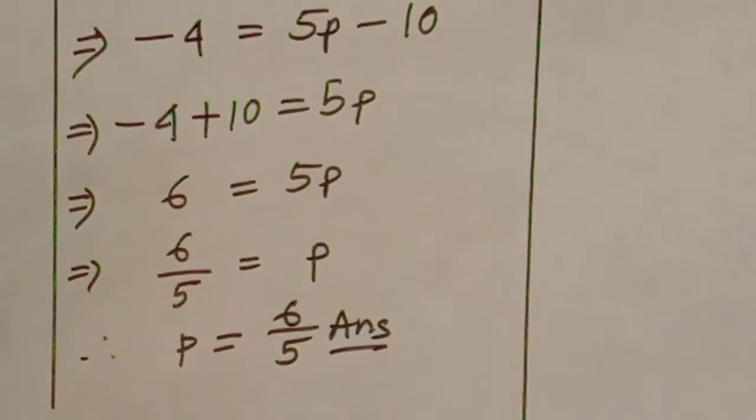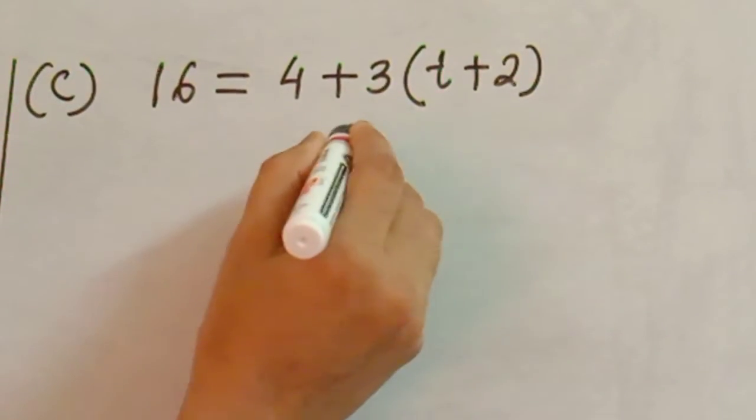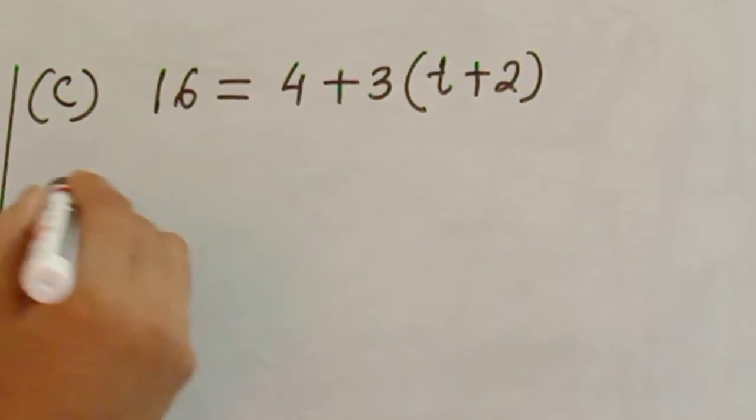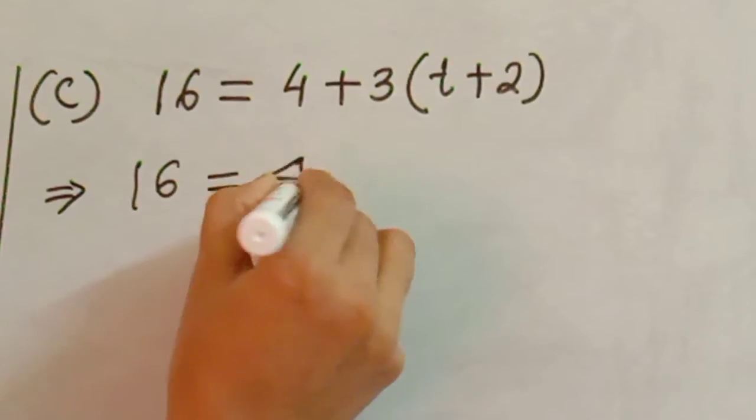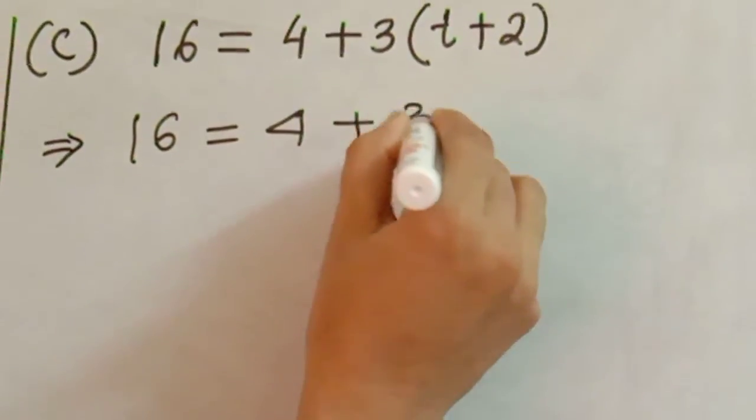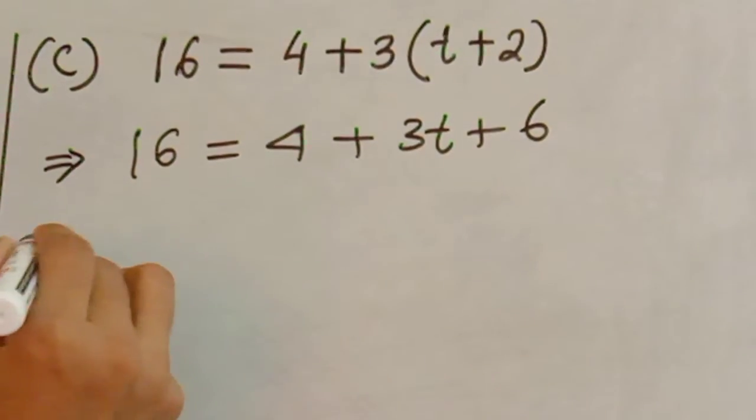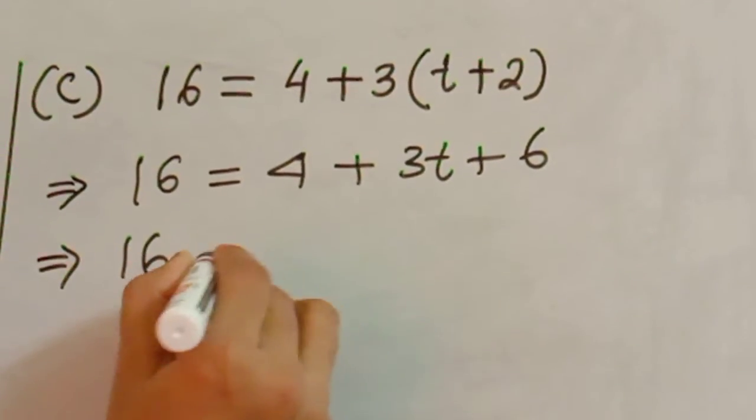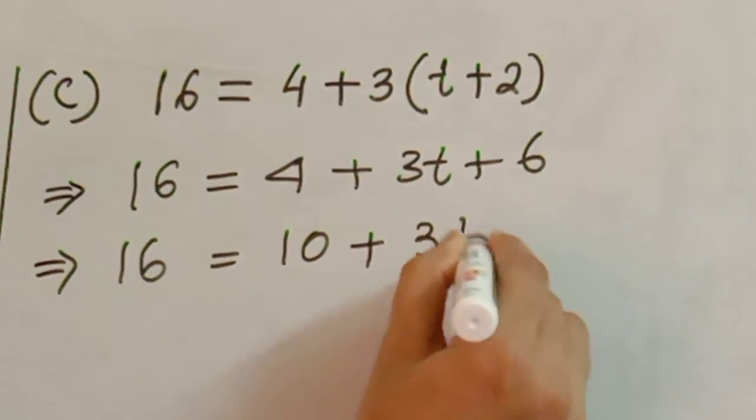Okay, come to the next sum. Question number C. 16 is equal to 4 plus 3 into t plus 2. So in the same way, follow all the steps. 4 plus 3 into t, 3t, plus 3 into 2, 6. Now 16 is equal to 4 plus 6, like terms, equal to 3t.